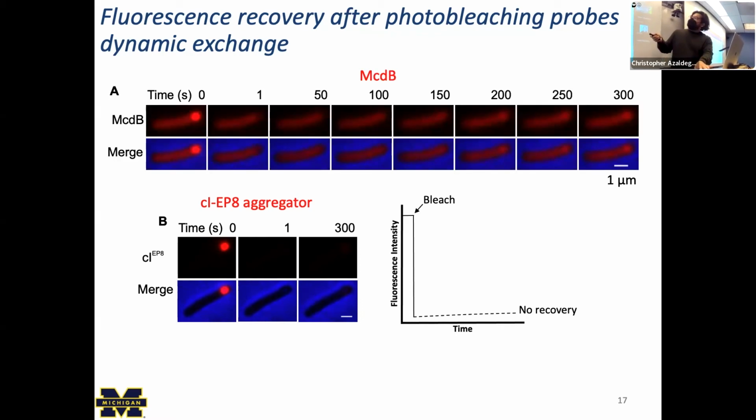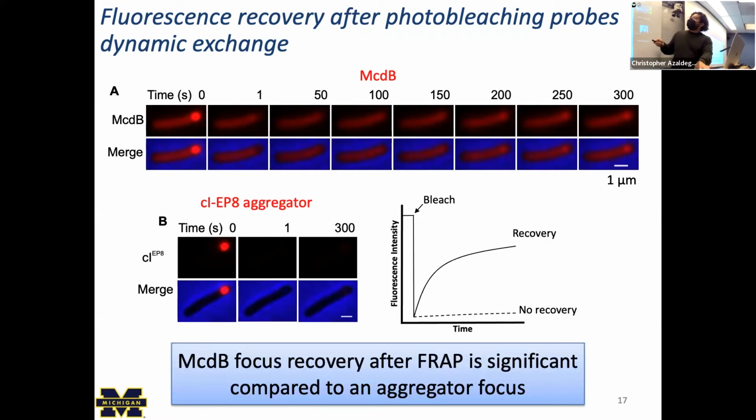However, with mCDB, once we bleach, we do start seeing recovery of signal over time, and the curve will look something like this. So we're currently in the process of repeating these experiments, also applying it to all of the other proteins that we're studying, and doing this quantification. But given this qualitative observation of the pattern, we can say that there is a significant recovery in the mCDB focus fluorescence over time after photobleaching, suggesting that it's more dynamic compared to the C1 aggregate.